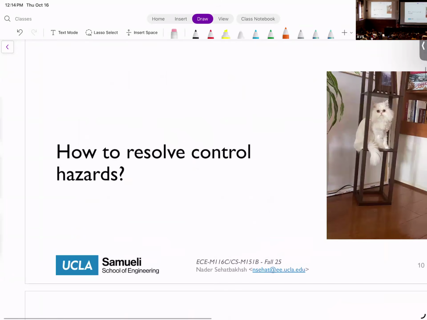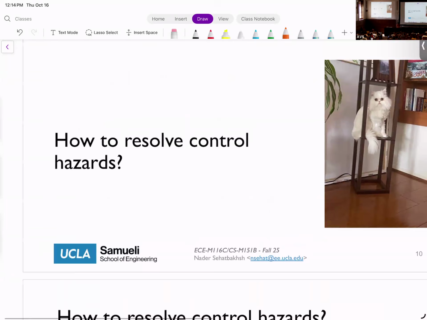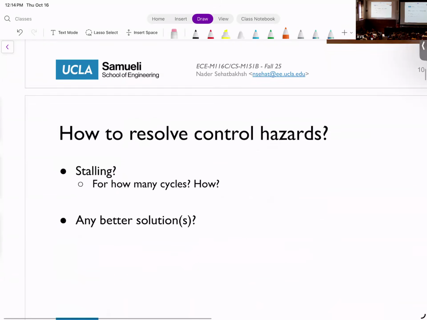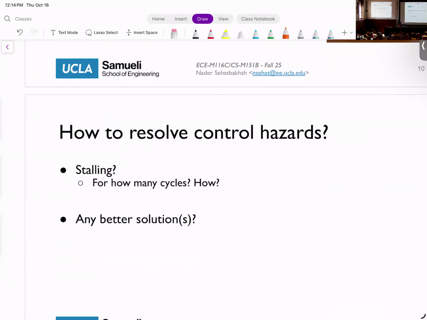All right, so that's actually a good connection to what we want to do. The first solution that comes to mind is, why don't we stall the processor, right? So whenever we see a branch, we don't fetch the next instruction. We wait for the branch to, quote unquote, resolve. When the branch is resolved, then we can move on to the next instruction, okay? It's a good solution. This would be a vanilla solution.